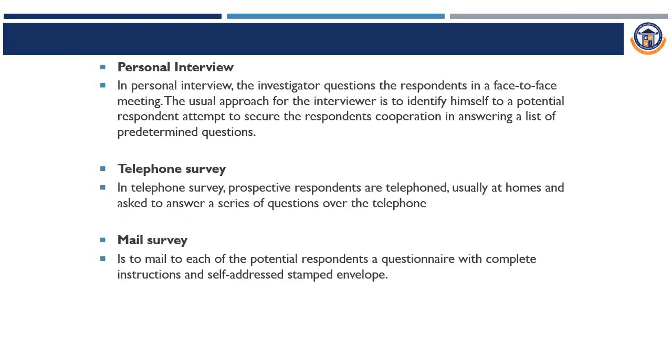In a personal interview, we are collecting the data personally. We meet the particular respondents face to face, and we collect the data either through a questionnaire or by asking orally. So, we have a systematic process to collect the data through personal interview. The very next is the telephonic interview. In a telephonic survey, prospective respondents are telephoned, usually at home, and asked to answer a series of questions over the telephone. Mail survey is sending the questionnaire through mail, and we request the respondents to fill in that particular questionnaire carefully.